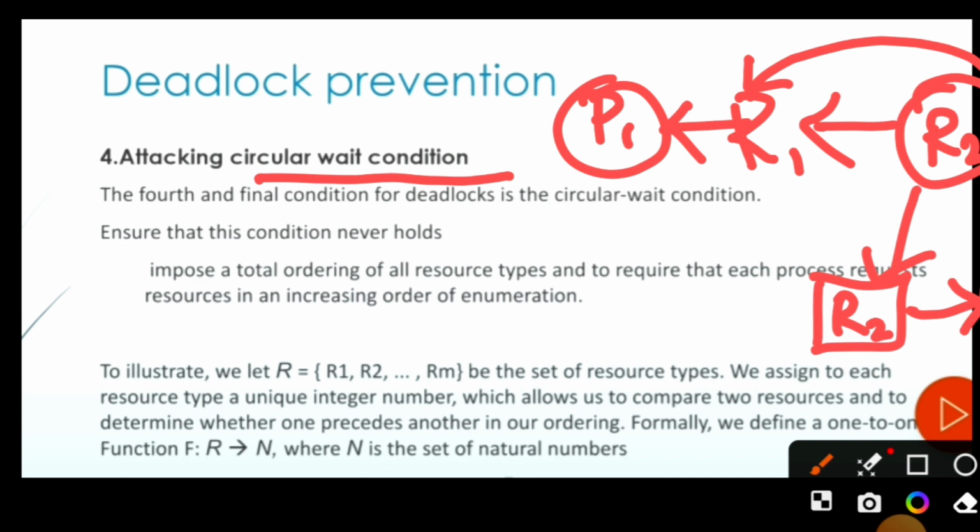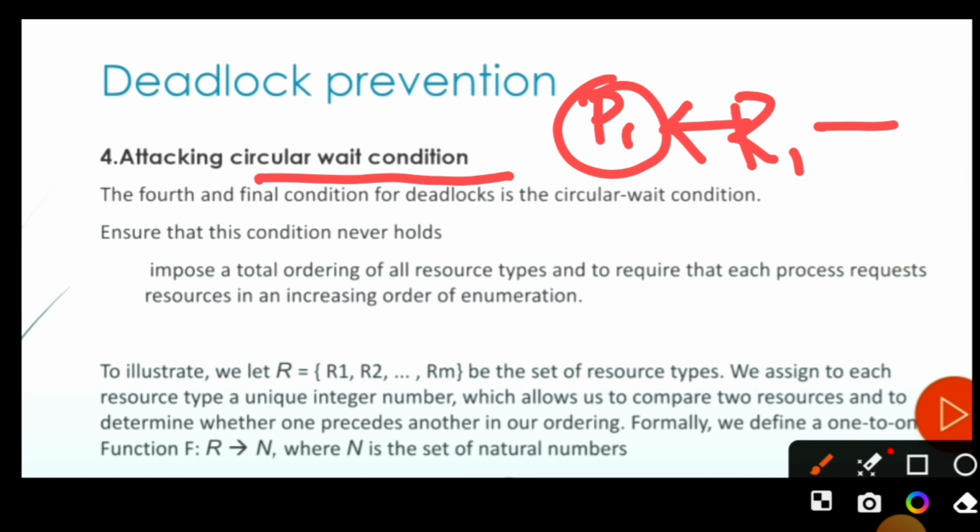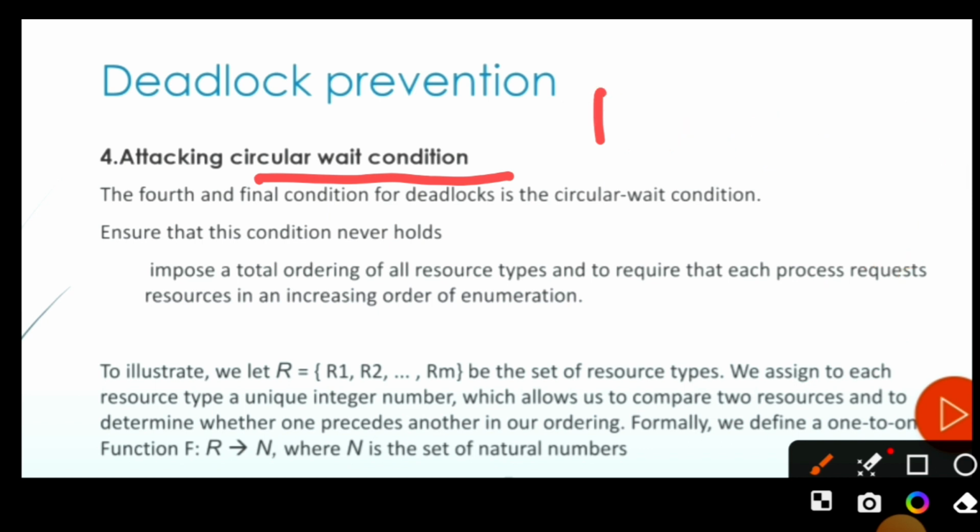So we see that there is a circle. They are waiting in a circular fashion. One process is waiting for a resource which is being held by another process, and so it is forming a circular pattern. So this is another condition that must be there for deadlocks to occur. If we are able to avoid circular wait, then also we can prevent deadlock. Let us see how we can prevent circular wait from happening.